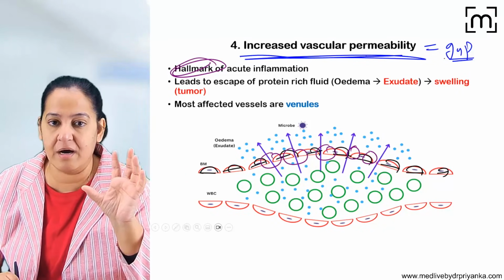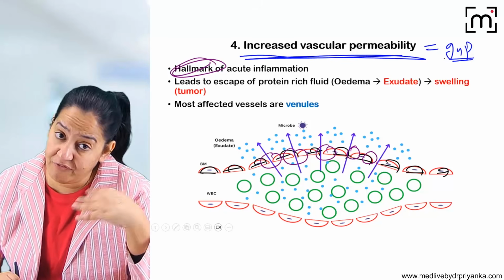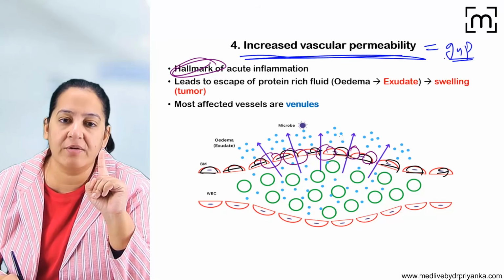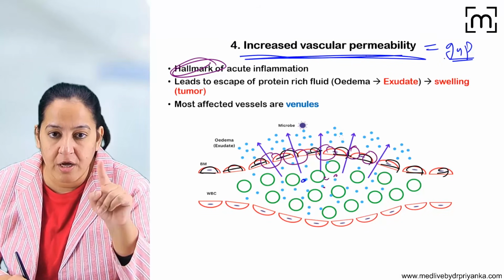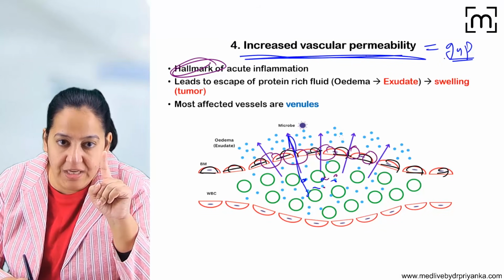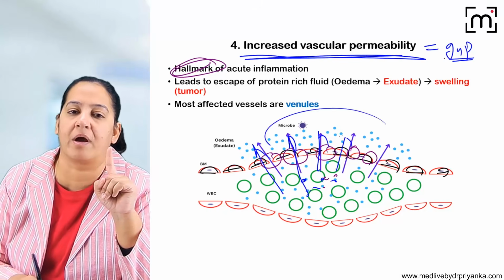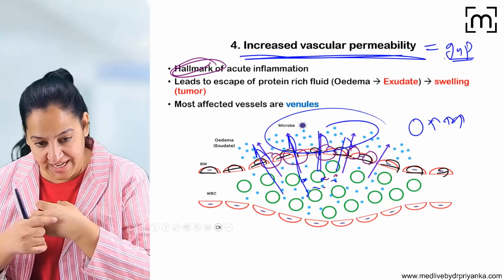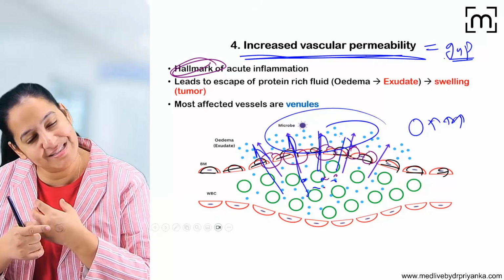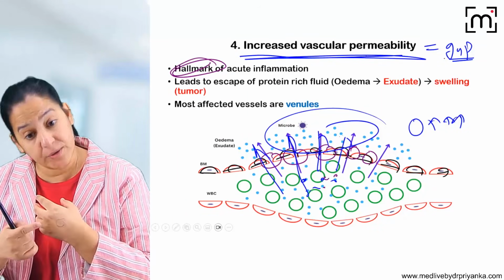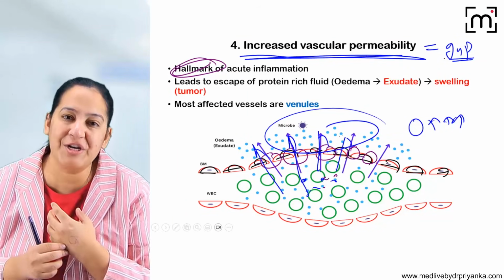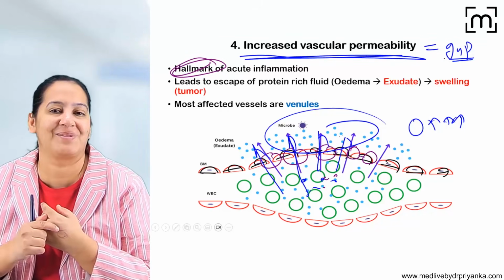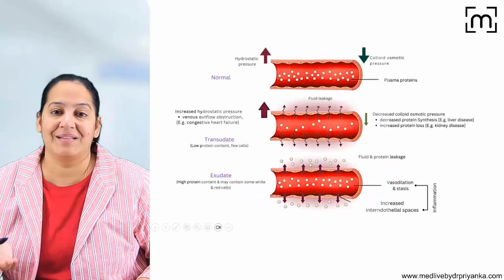Now the gaps are created. Initially, gaps were not there. So only fluid was coming out. Now from this gap, cells and protein is also coming out. Can you see the blue dots? The blue dot is the protein. So protein and cell is also coming out. So edema will exudate. Edema was already there, but initially edema was containing the fluid. That edema is transudate edema. Now the same edema get exudated, it convert into pus. I mean, instead of fluid, it contains protein also, cells also. So this edema is known as exudate.